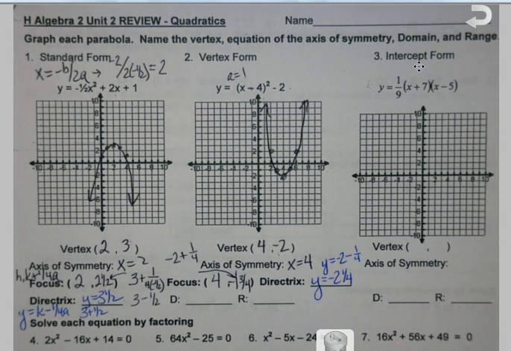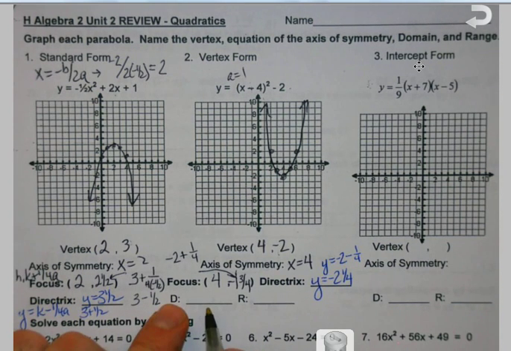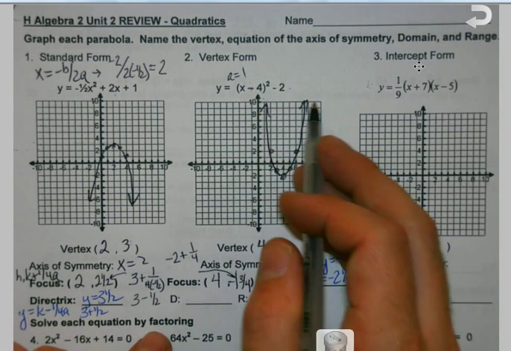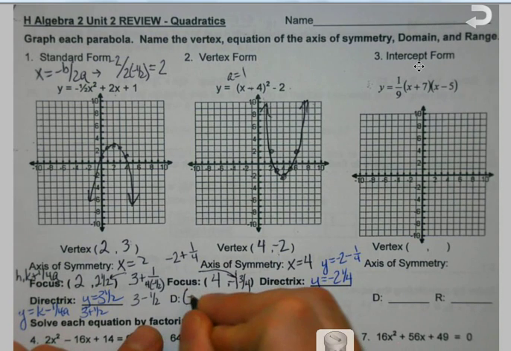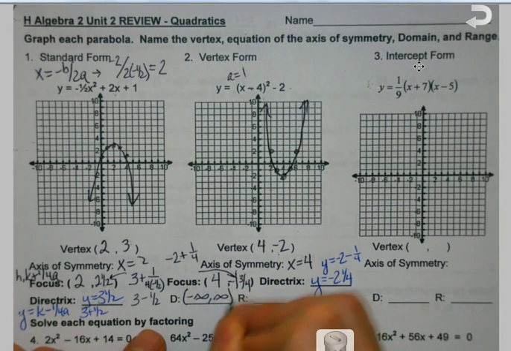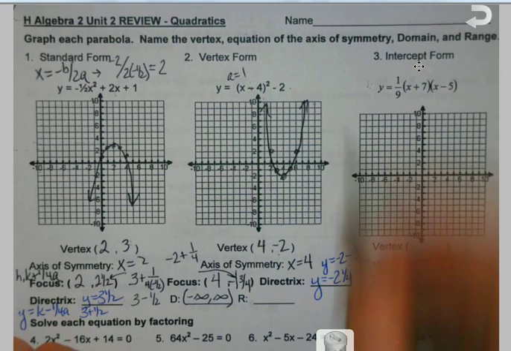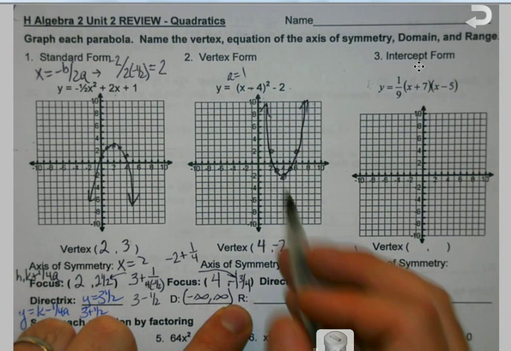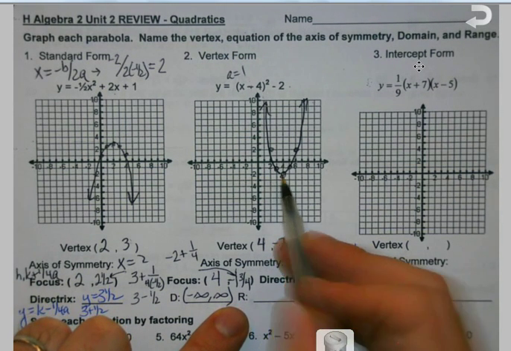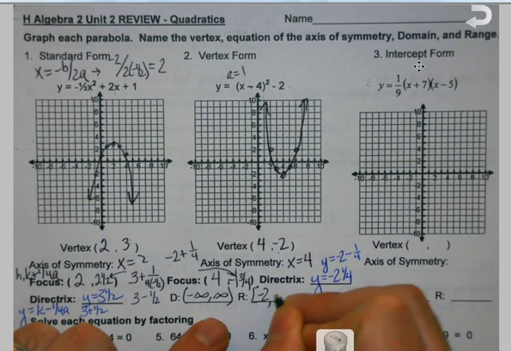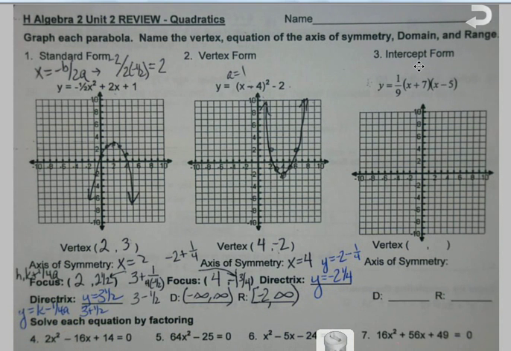So here then, my domain, my x values, we've talked before about how this is always going to be negative infinity to infinity because these are just going to keep expanding and going upward, but my range does have a bottom point down here at negative 2. But then it goes up forever to infinity. So just something to keep in mind.